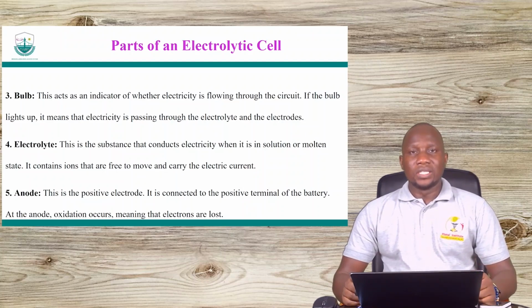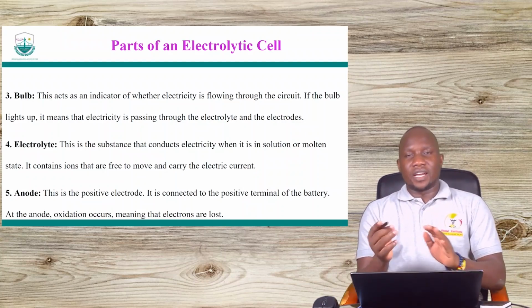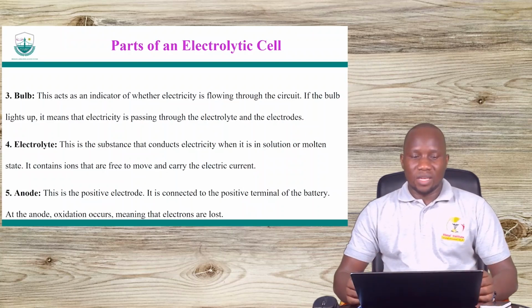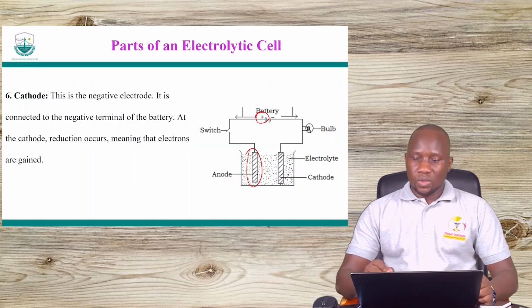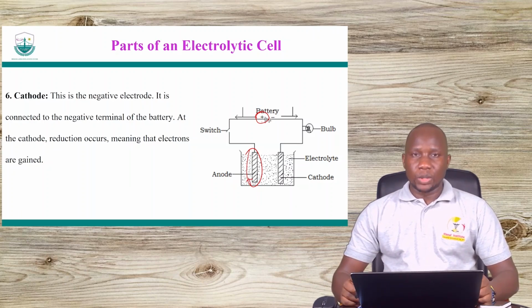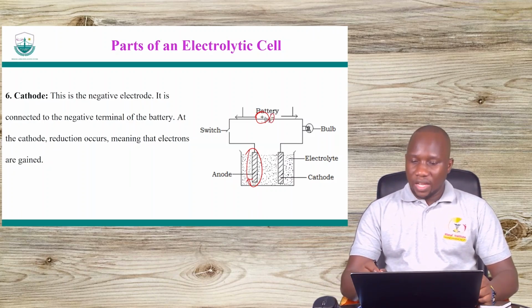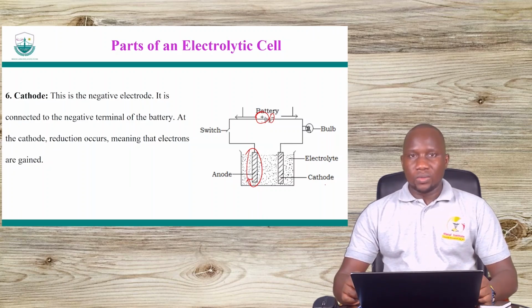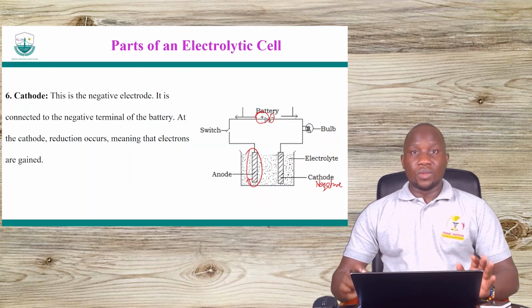The first one is the anode, which is connected to the positive terminal of the battery. And then the cathode, which is connected to the negative terminal of the battery. We can see it here. The positive terminal is that plus there, connected to the anode. So this is actually the positive electrode. And then this, the negative terminal of the battery, is connected to the cathode, which is actually negative. There. So that is what we call an electrolytic cell.